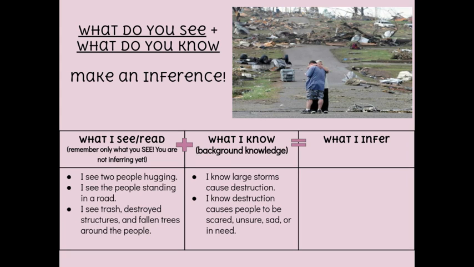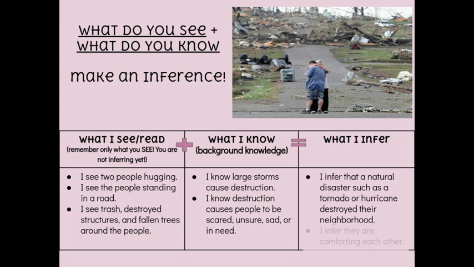So now, taking what you see and what you know, what can you infer? What do you think belongs in the last column? I infer that a natural disaster such as a tornado or hurricane destroyed their neighborhood. I infer they are comforting each other.